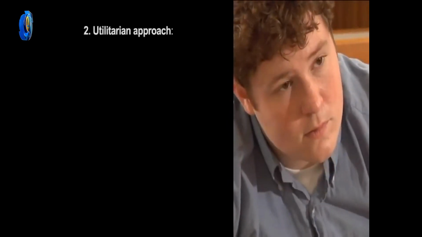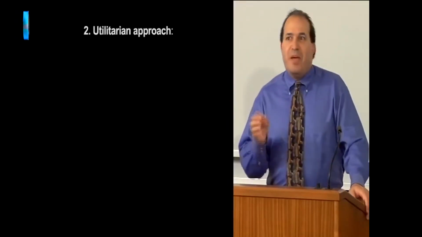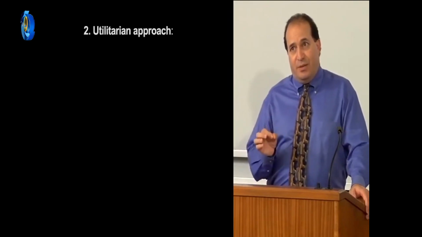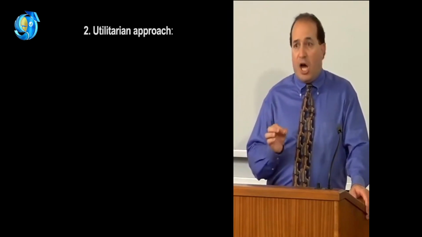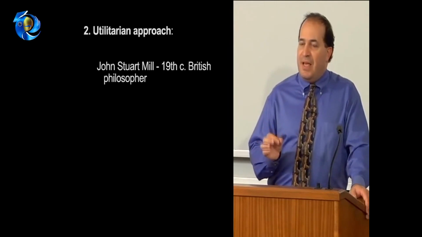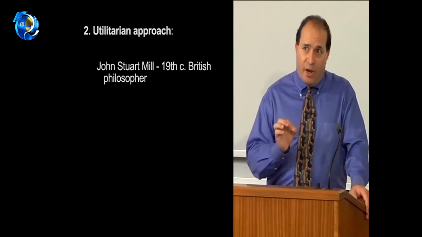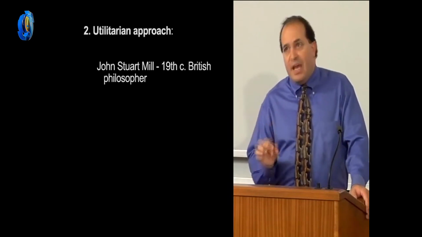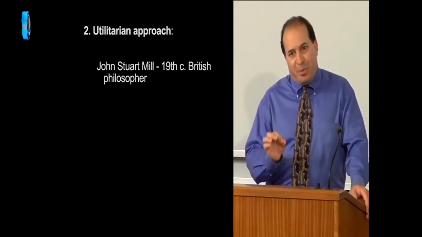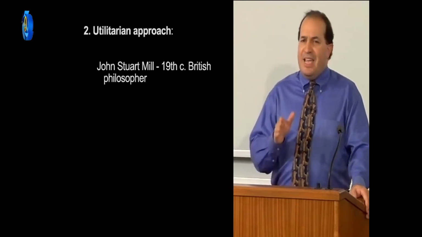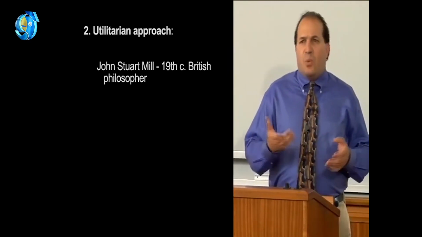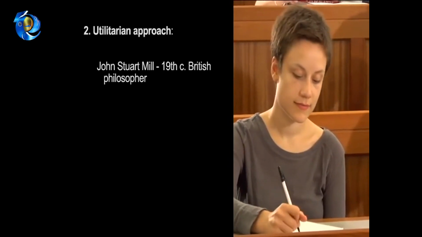Utilitarian. The utilitarian approach was made popular in the 19th century by British philosopher John Stuart Mill. In this approach, the most important thing is not individual rights. The most important thing is making the world a better place. So, here, an ethical action is one that creates the greatest amount of good.